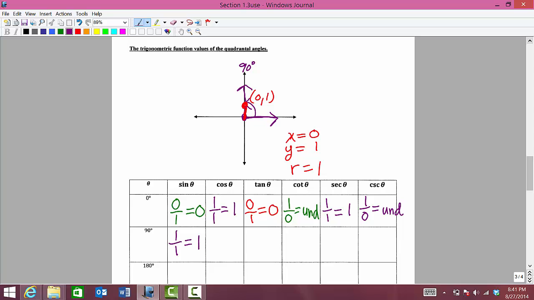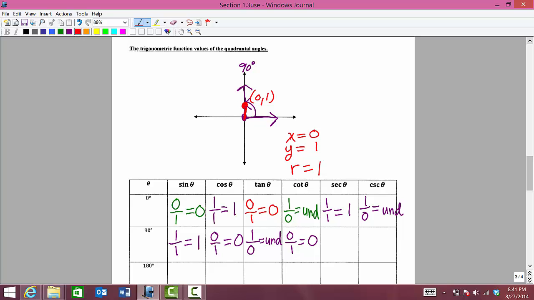Cosine is x divided by r, so that's 0 divided by 1, which is 0. And tangent is y divided by x. So y is 1, x is 0, we get undefined here. Cotangent is a reciprocal of tangent, so that would be x divided by y, which is 0 divided by 1, which is 0. And that makes sense, that 0 and undefined would be reciprocal ideas of each other.